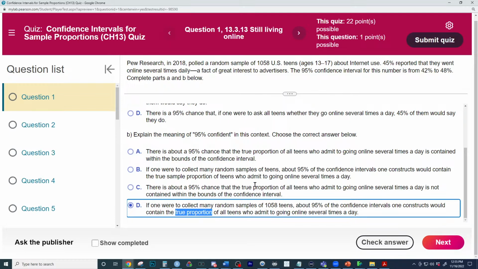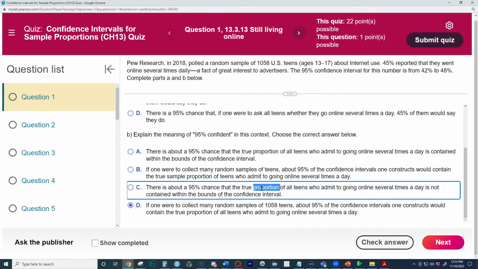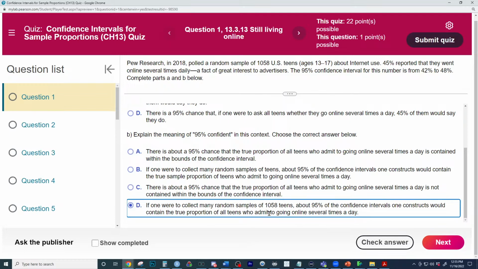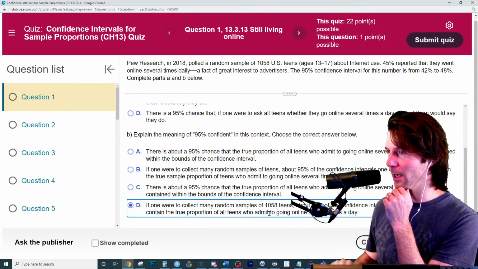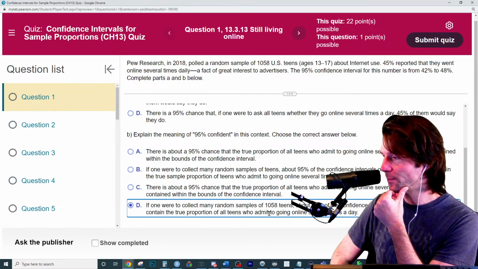There's about a 95% chance that the true proportion of all teens who admitted going several times is not contained. Well, no, it's just the reverse of this, which is wrong. But then this doesn't even talk about what we're trying to estimate. So good question. Reading over the wrong interpretations and knowing why they're wrong is important. Maybe that's a tricky one right there.